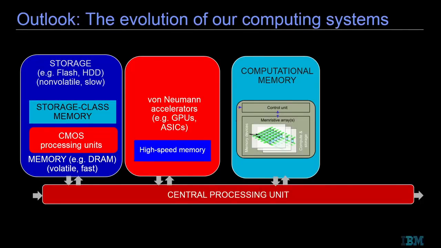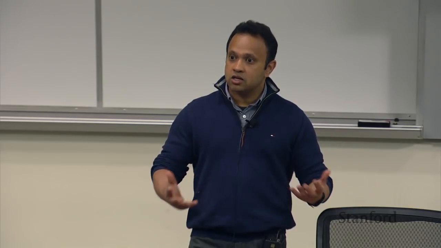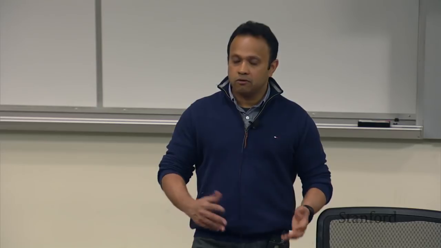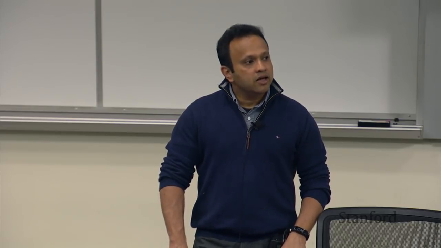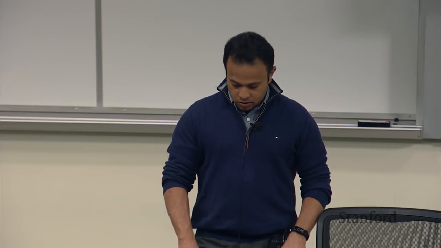But on the non-von Neumann side, I think that computational memory could start playing a role. It will also heavily depend on how successful storage class memory is going to be, right? Because then they could feed each other, because the essential element is the same in both of them. So this is something that could be very interesting going forward.